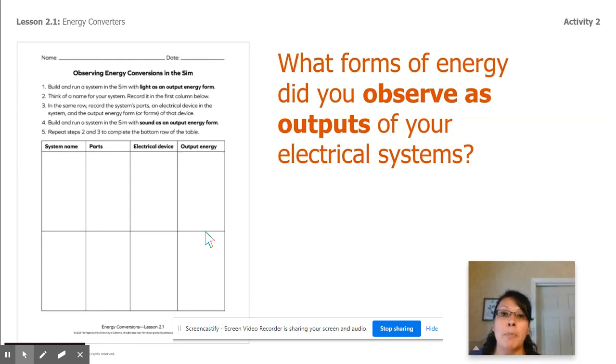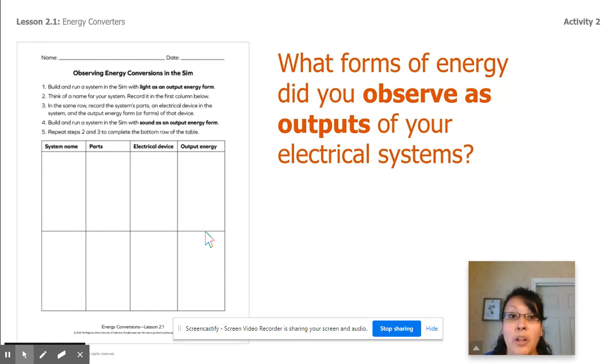In the sim, they're asking you, what forms of energy did you observe as outputs of your electrical systems? You had 2 systems that you had to make. One of them you had to build, run, and analyze a system in the sim with light as an output energy form. And then your second one was you had to build, run, and analyze a system in the sim with sound as an output energy form. So you have those 2 that should be in your table. So what forms of energy did you observe as outputs of both systems?